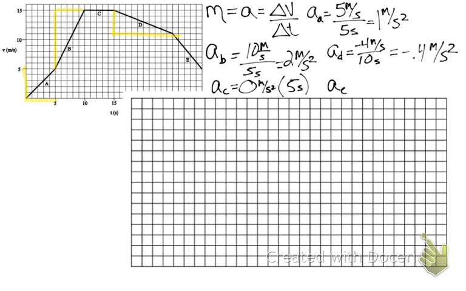Okay, now our last one. We have a negative change of 6 meters per second over 5. So it becomes negative 6 meters per second divided by 5 seconds, and that gives us negative 1.2 meters per second squared. All right. So now we have all of our accelerations that we're going to graph over here. Here's all of our accelerations.